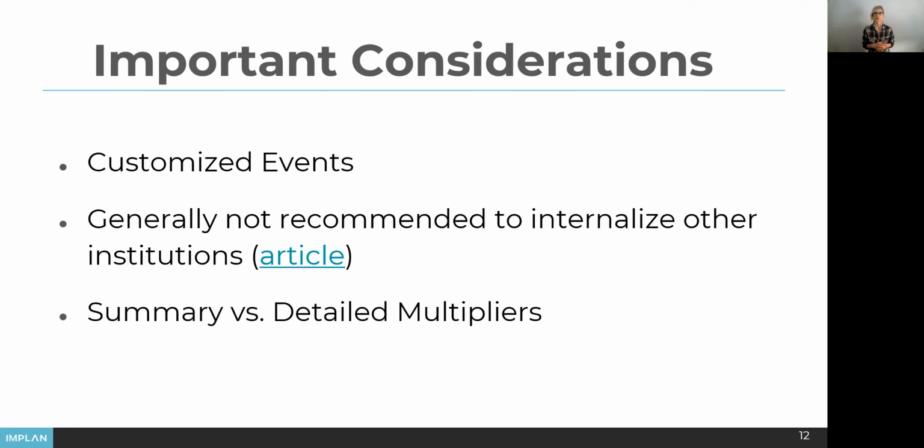But there is an article on our support site, and you can just do a Google search for type SAM multiplier or internalize institutions, and it will come up, and you can read that if that's something that's of interest to you.